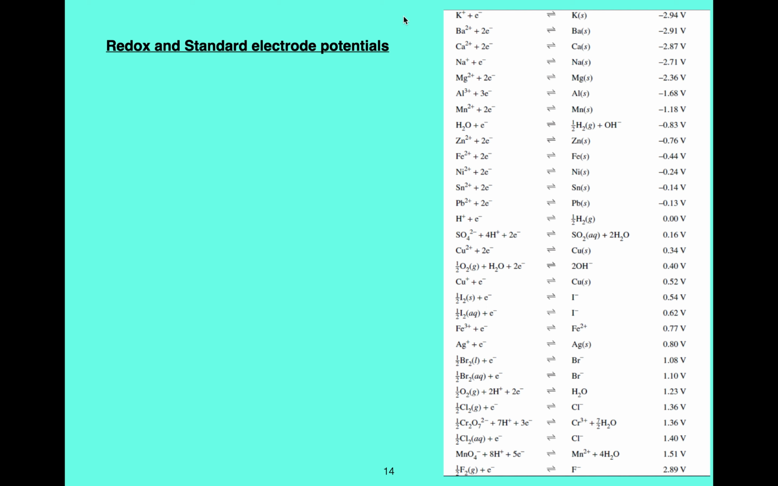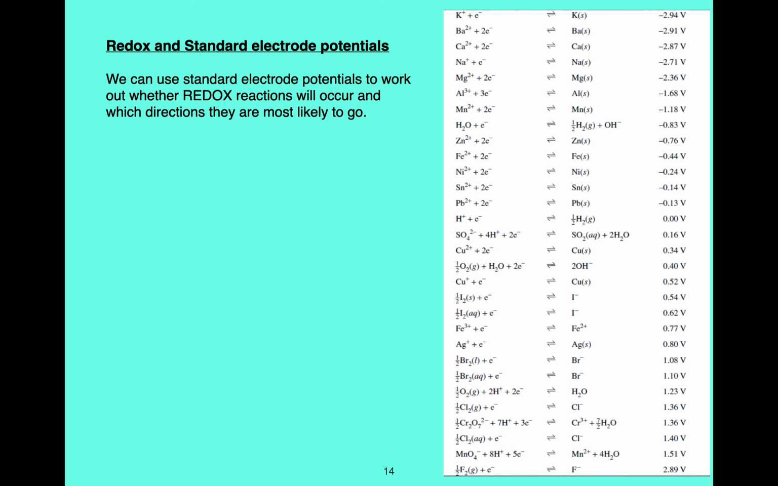Right, let's have a look at redox reactions and using standard electrode potentials to work out what's likely to happen. So we've seen this table already. We've got the idea of the anti-clockwise rule, which is really useful. Check to make sure the electrons are on the left-hand side. Check to make sure the negative numbers are at the top.